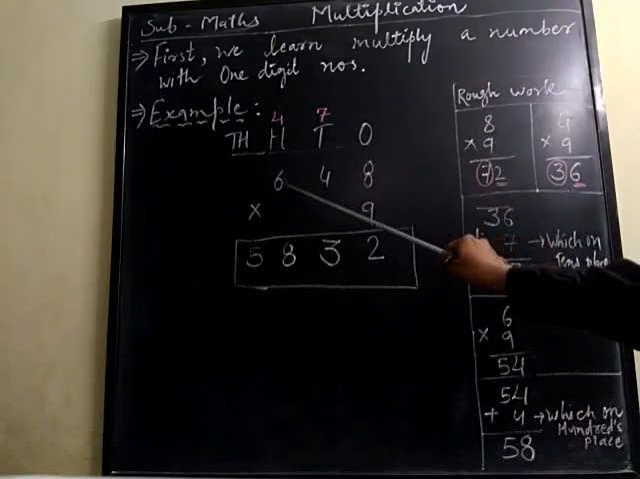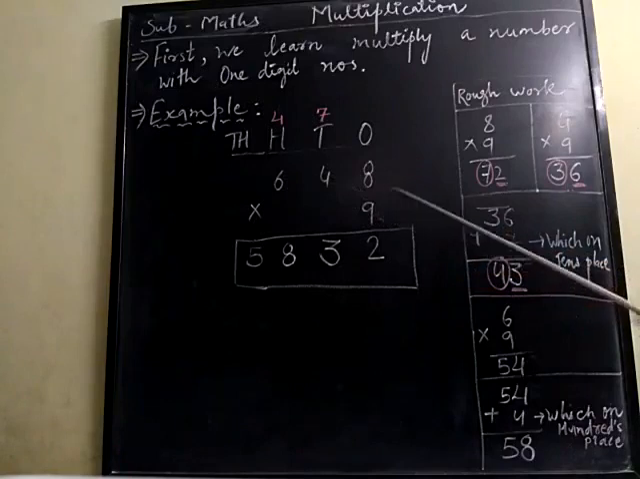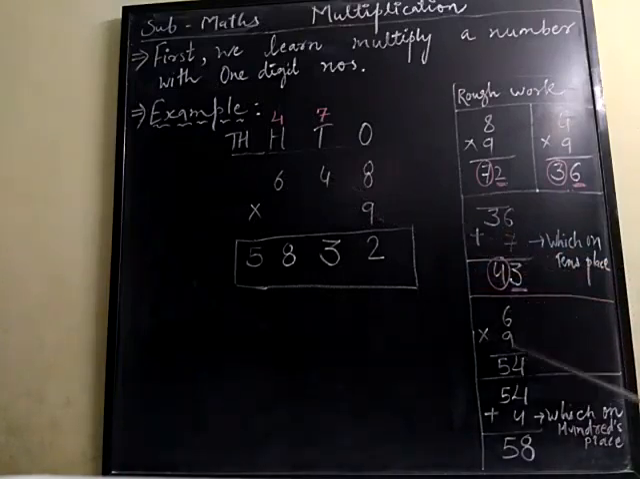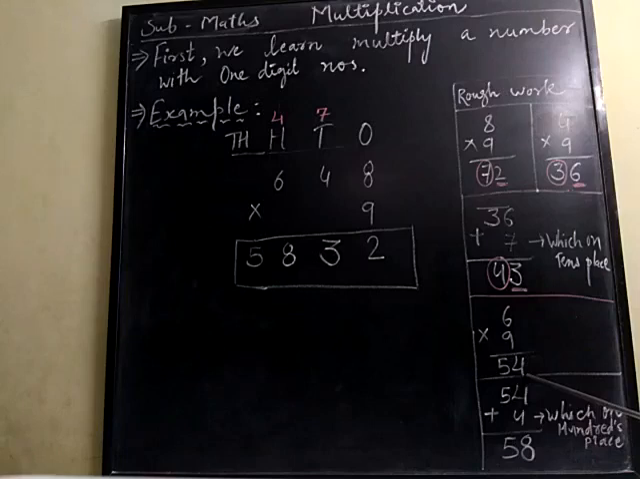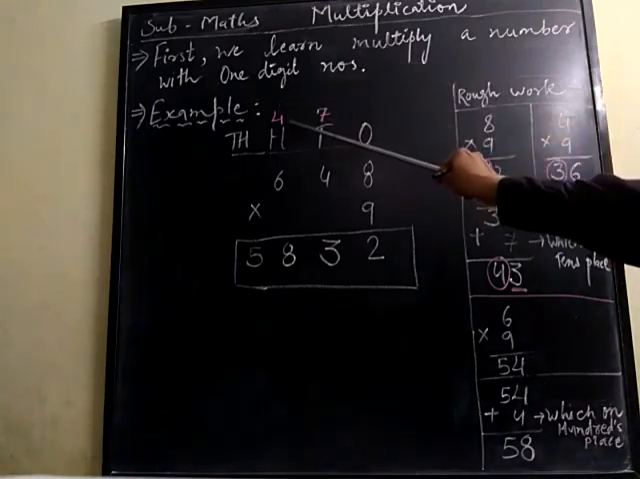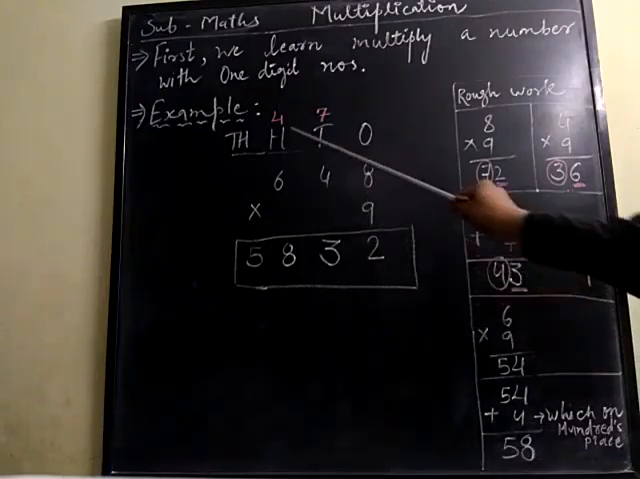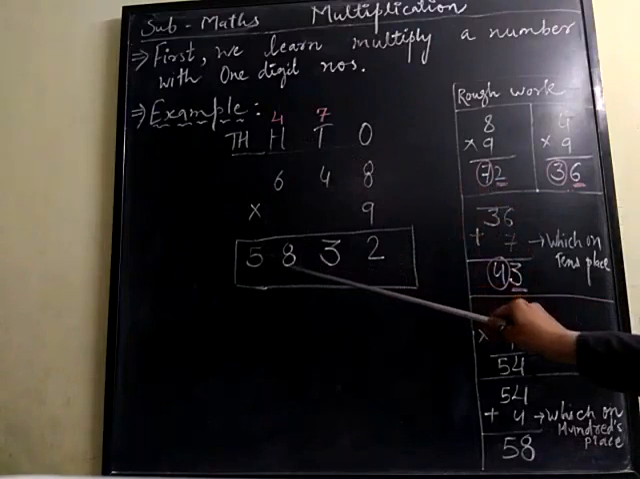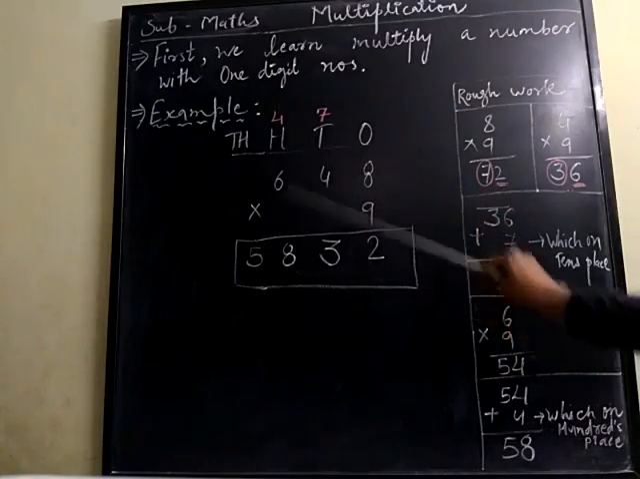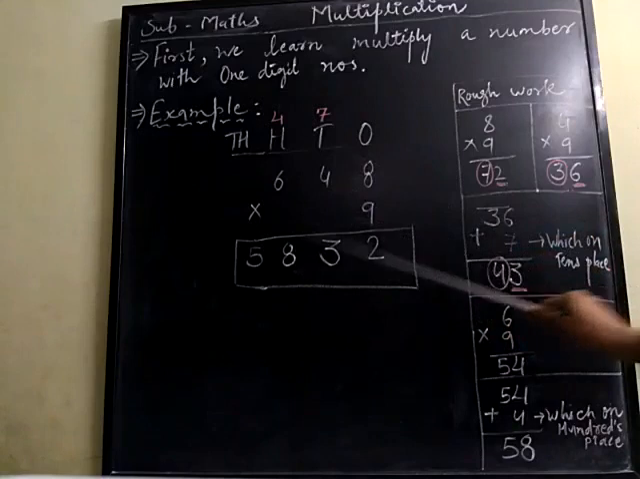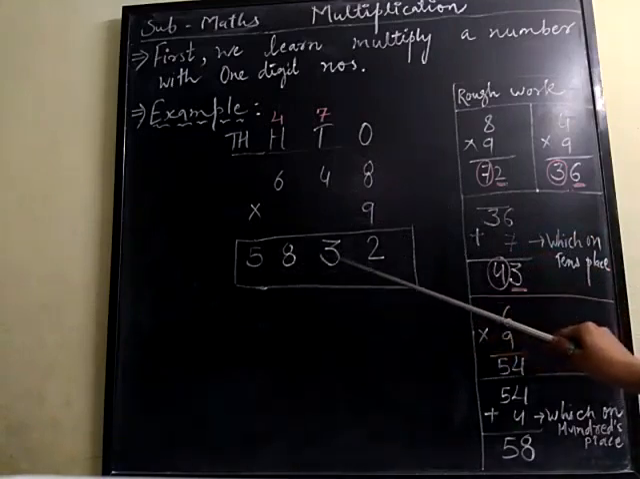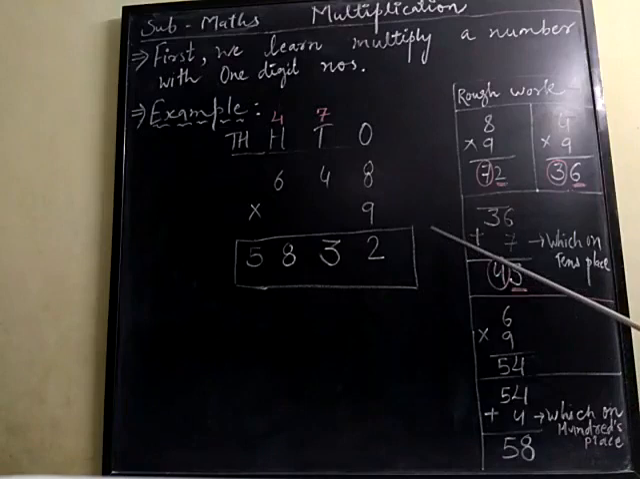After that we multiply 6 with 9. 6 nines are 54, and see, carry is what? 4. So we add 4 to 54. 54 plus 4 we get 58. 58 we write under the hundreds place. So our answer is, 648 multiply 9 is 5832. I hope you understood this one digit multiplication.